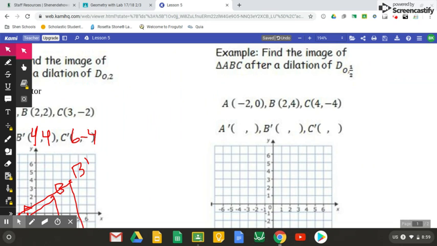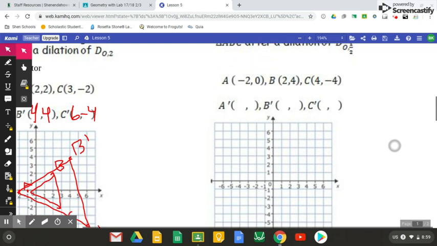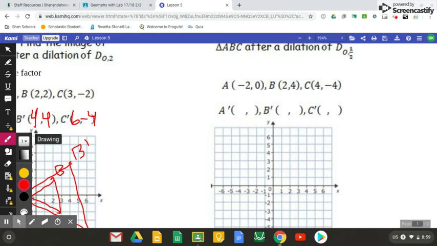This one, find the image of triangle ABC after dilation D, centered at the origin, with scale factor 1/2. So this time, my scale factor is less than 1, so it means it's going to shrink. I do the same thing since it's centered at the origin. I do -2 times a half, -1. 0 times a half, 0. B, I do 2 times a half, 1. 4 times a half, 2. Next one, C. To get C prime, 4 times a half is 2. And -4 times a half is -2.